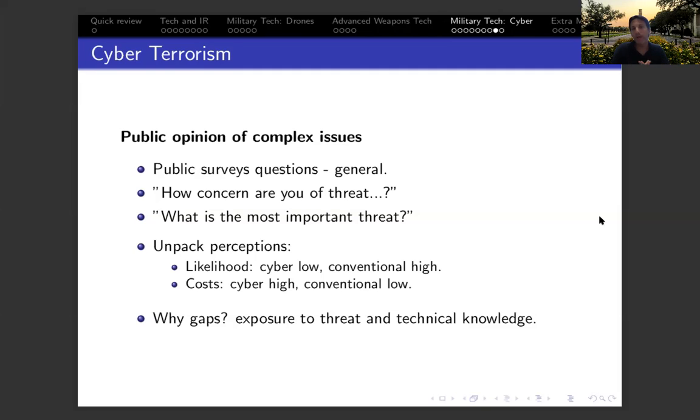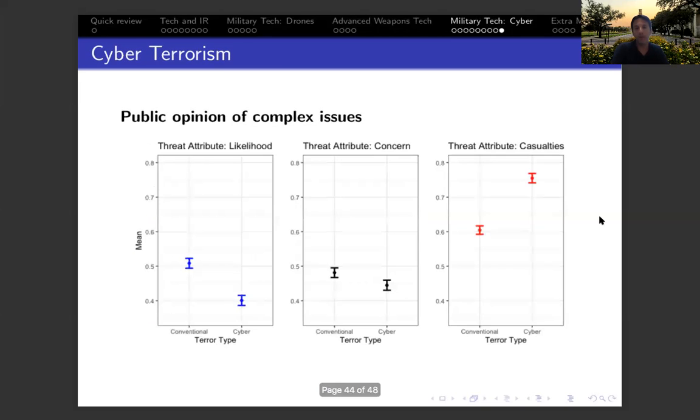So what we do in that research, based on those arguments, is compare cyber terrorism threats to conventional terrorism, and we looked at those different attributes. We look at likelihood and costs, and we also account for concern, which is the more general type. What we have here in this middle figure is the levels of concern from a conventional attack or a cyber attack. And as you can see, that reflects pretty nicely the Gallup poll that I showed you earlier, that those are very, very close. There's not much difference between them.